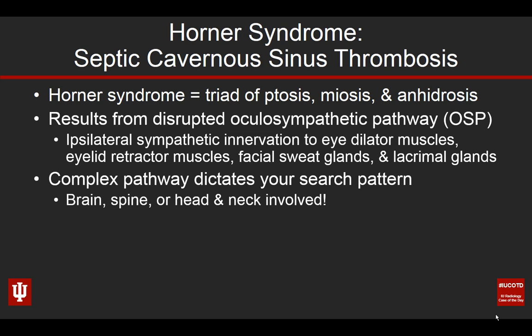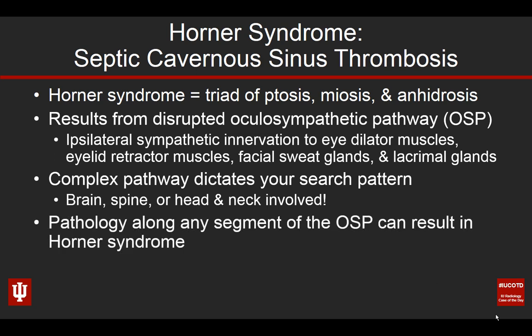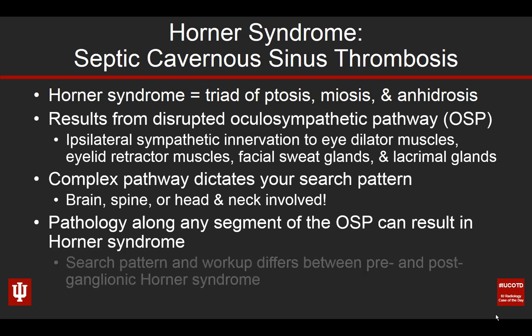And I like these Horner cases because this is where the Venn diagram of brain, spine, and head and neck imaging all overlap, because this oculosympathetic pathway has components that are in the brain, components that are in the cervicothoracic cord, and then components that are in the head and neck regions and the soft tissues. So if you have a pathology along any of those segments of the OSP, that can result in a Horner syndrome or potentially a partial Horner syndrome.